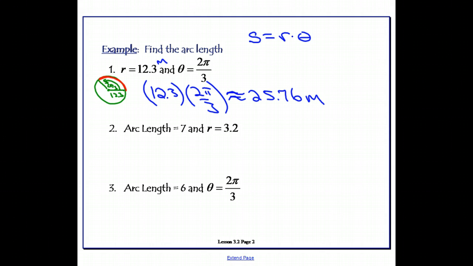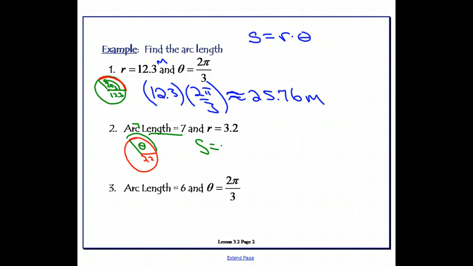Okay, they could ask these questions backwards. Here's a circle. The radius is 3.2. This kid had an arc length, so they ran around 7. The question is, how big would that angle be? Well, not a difficult problem.